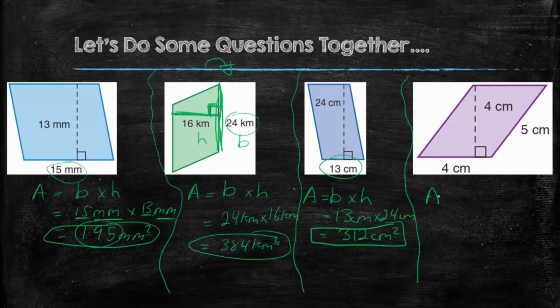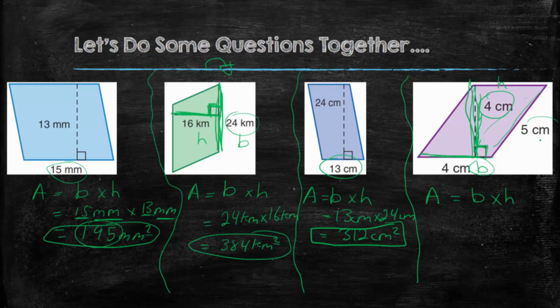Lastly, again, area equals base times height. Now this is a tricky one, right? Because we've got 3 numbers. So which one's the base, which one's the height? Now you might be tempted to say, well, this is the base, and this is the height. But remember, the height has to be a right angle. So since this is the right angle with the line, we know that this line right here is the height. Okay, now what's the base? Well, the base has to be connected to the height. Remember? So this has to be the base.